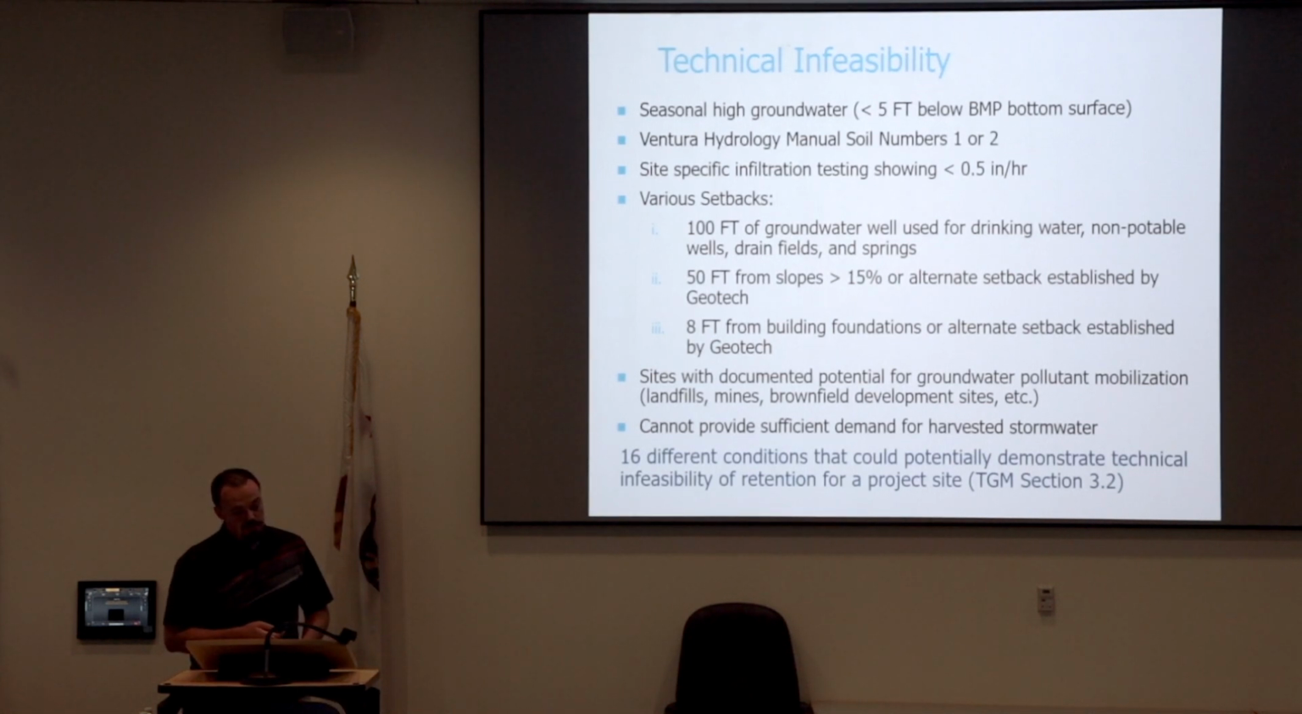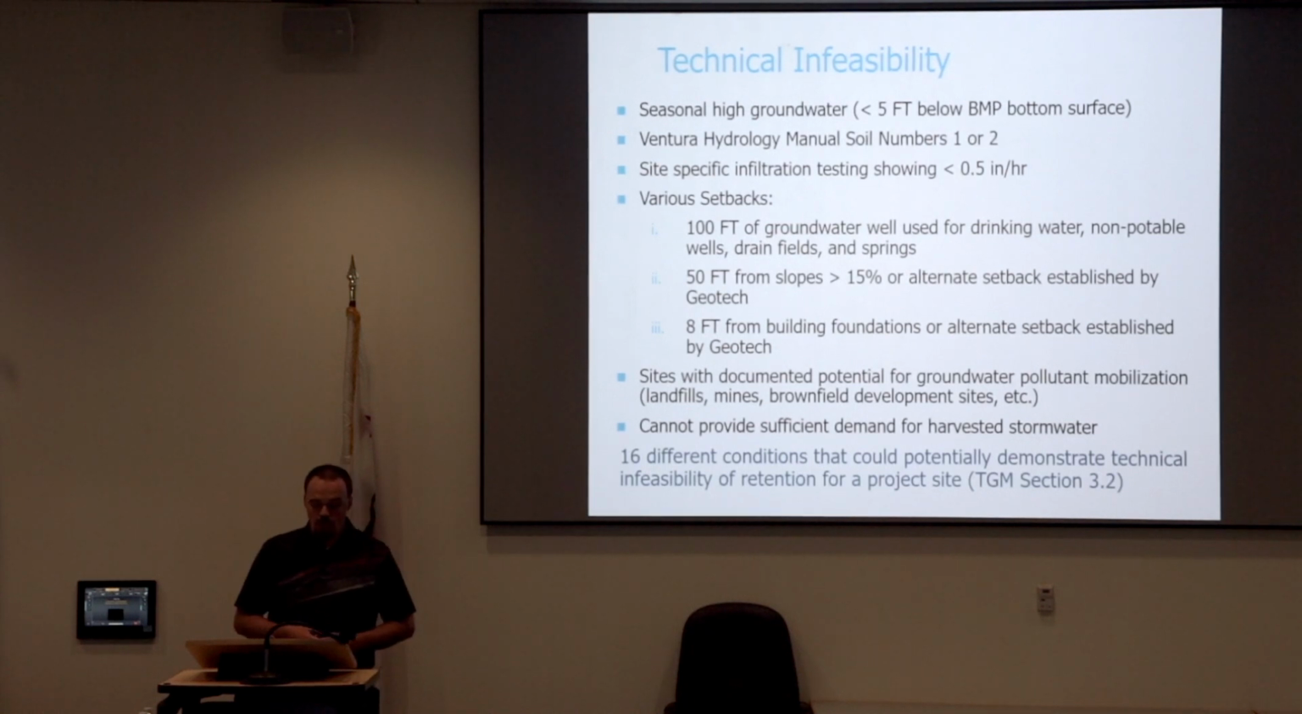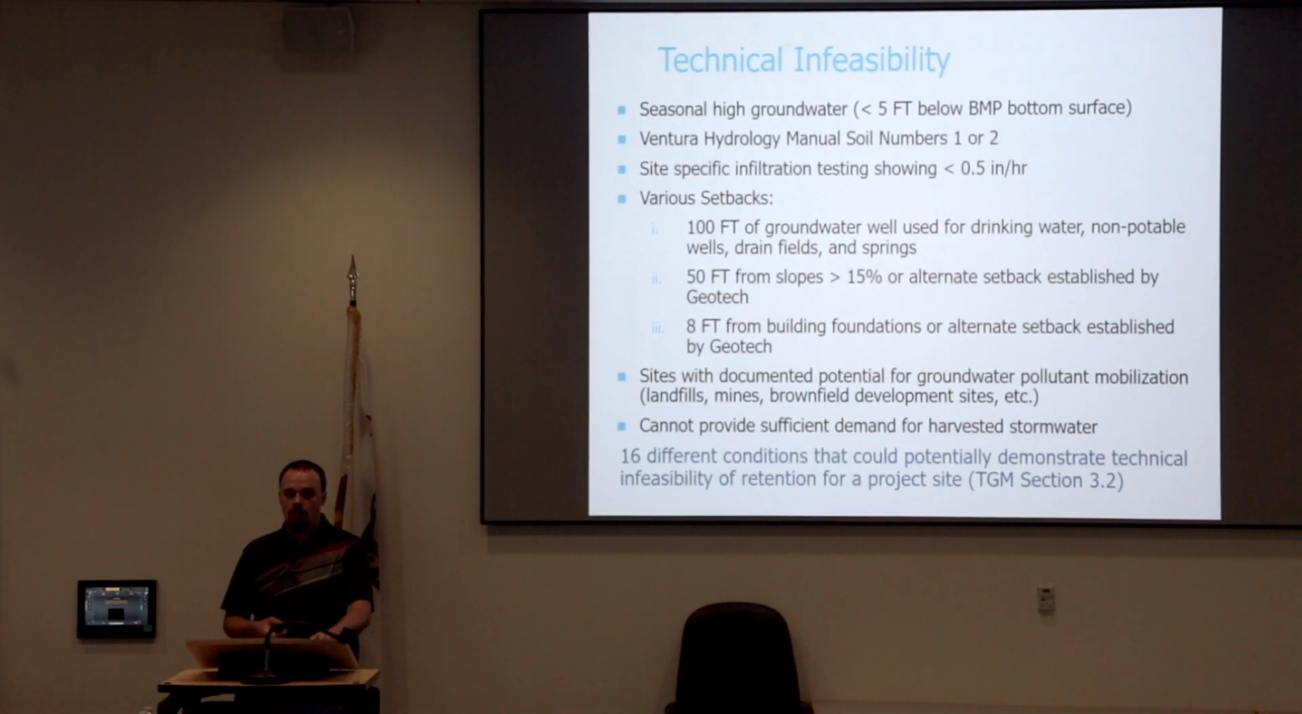The main thing for technical infeasibility: the seasonal high groundwater is less than 5 feet below the bottom of the infiltration BMP. So if groundwater is really high and you can show that, generally through infiltration testing, then you can qualify for technical infeasibility. I do want to point out that it says seasonal high groundwater.